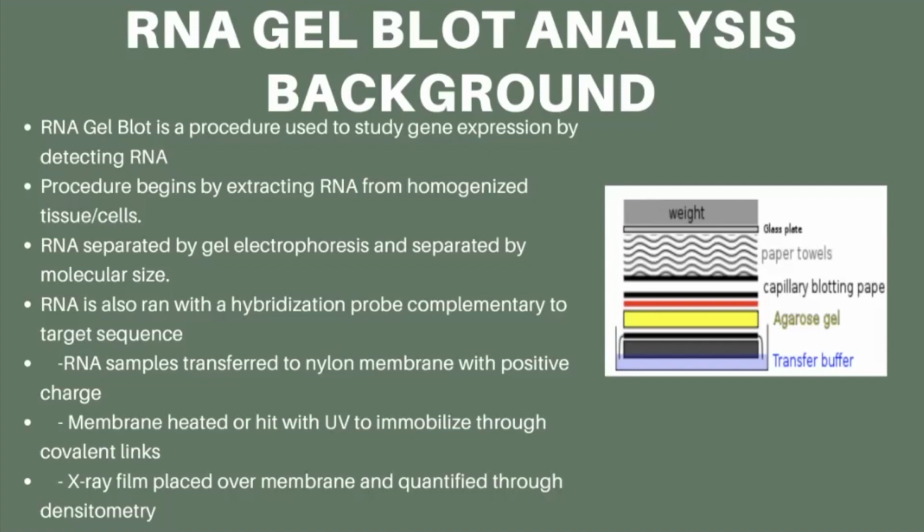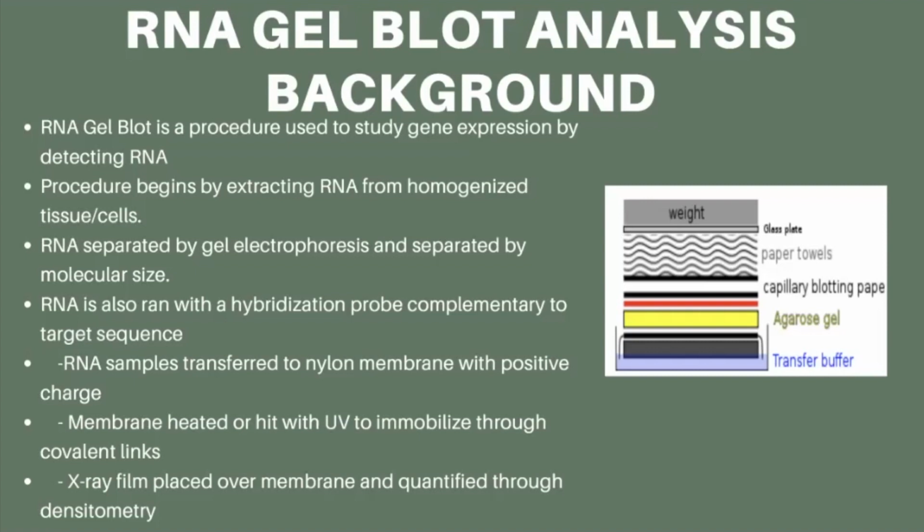So when it's complete, it is run by a probe complementary to the target sequence. And the probe is already a size that is known. So when that probe is analyzed to see where the middle wells link up to, that's when we know that's the probe complementary to it. RNA samples are then transferred to a nylon membrane with a positive charge, and there's weight on top of it with paper towels and a capillary blotting paper. And what the weight does is separate it from the bottom with the transfer buffer, and it rises up from the agarose gel to the membrane.